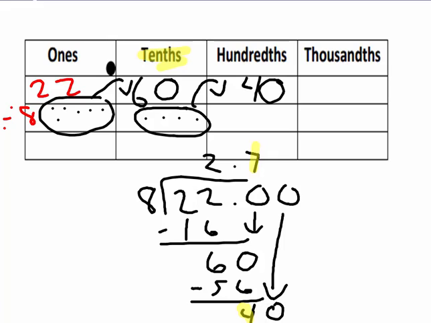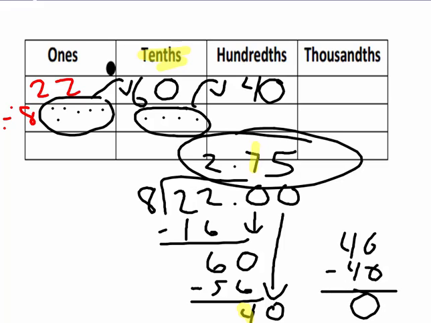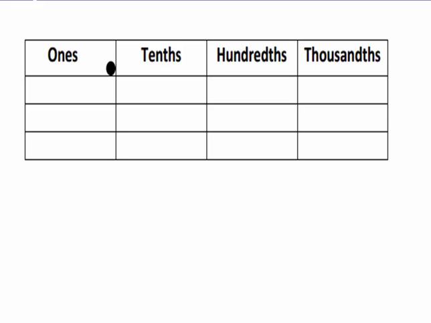And look, now I have 40 hundredths also. 8 goes into 40 5 times. I multiply and I get 40, subtract, and I get 0. My answer is 2.75. Alright, let's try another one.